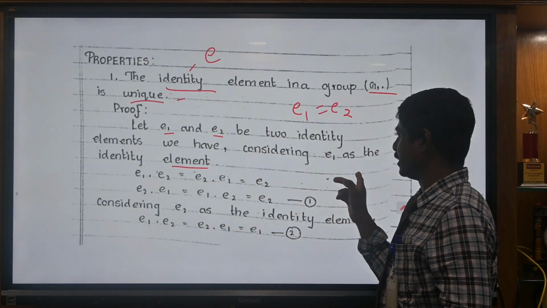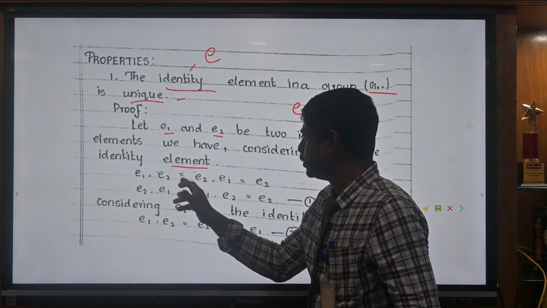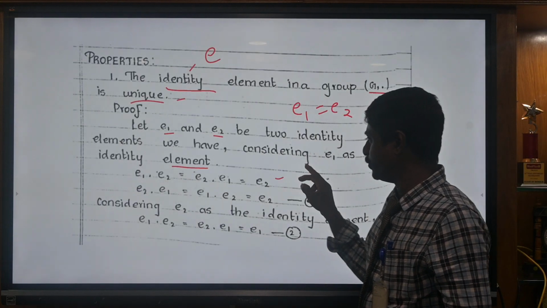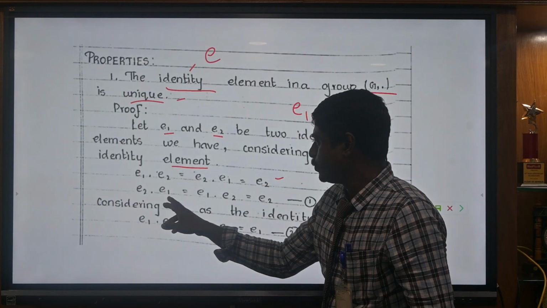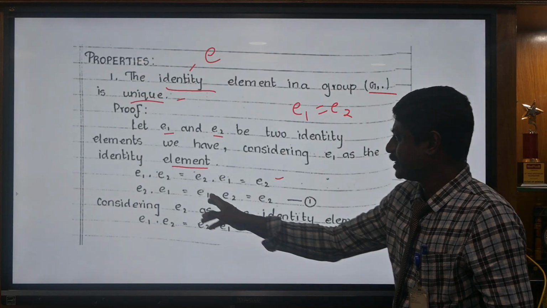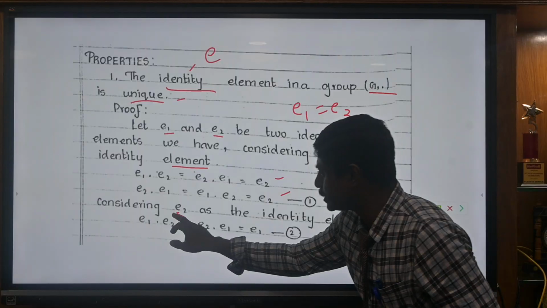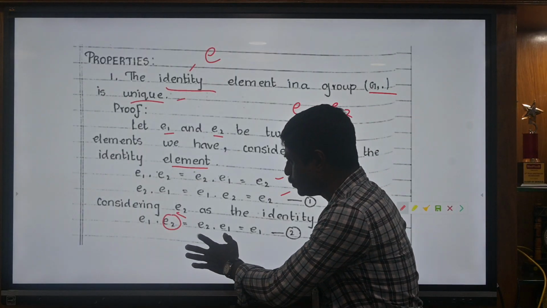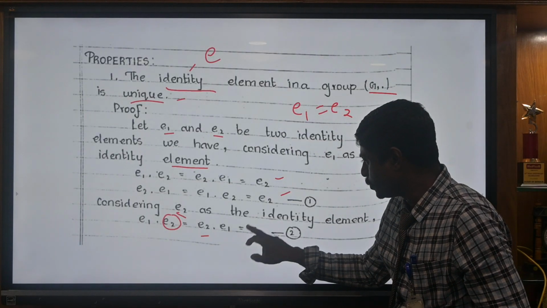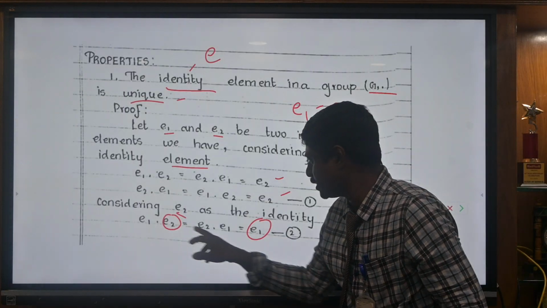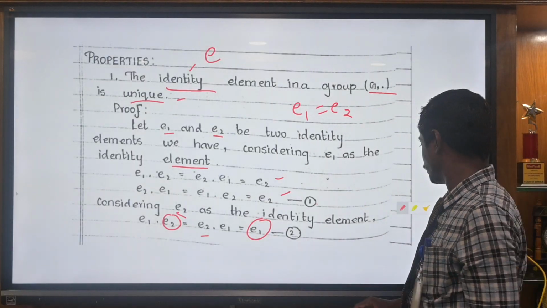So E1 is the identity element. So E1 into E2 equal to E2 into E1 equal to E2. And E2 E1 equal to E1 E2 equal to, just rearrange the terms, E2. Now consider E2 as the identity element. So this is the identity element. E1 and E2 equal to E2. E1 E2 equal to E1. When you multiply E2 you get E1. Mark it as equation number 2.